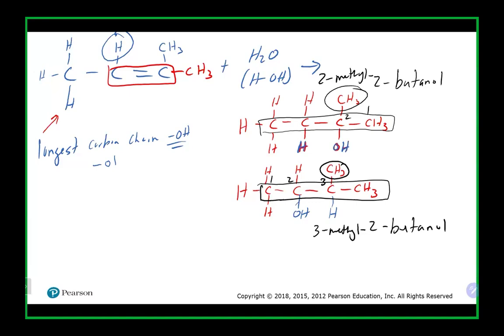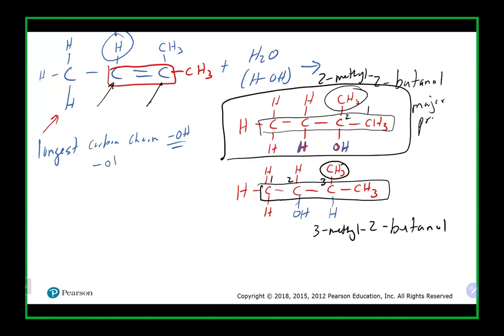Now, based on Markovnikov's rule there, the hydrogen should end up at the one that had the most hydrogens to begin with. And which one had the most hydrogens to begin with? The carbon on the left, right? This guy had 1 hydrogen. This guy, after I fixed it, had no hydrogens. So the proper one that you should draw really is this guy here. This is what is sometimes referred to as the major product.